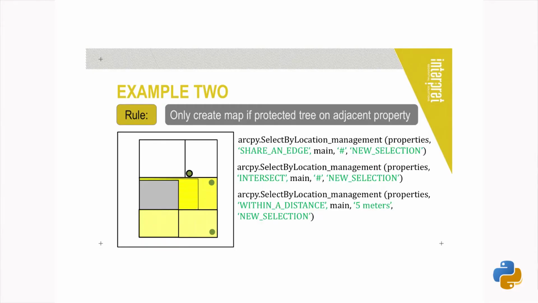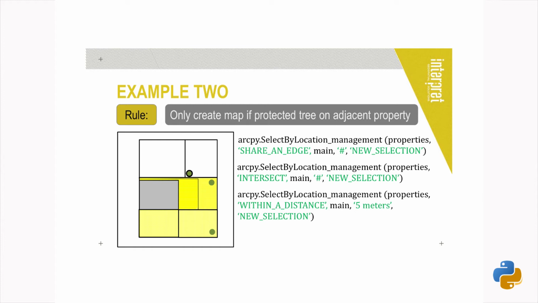The precise way in which we select the properties that are counted as neighbours can change the outcome. If we select those that share an edge with the grey property, then we get this result, and you can see there are no trees. If instead we select those that intersect the main property, then we pick up the polygon that touches its corner, which has a tree in it.